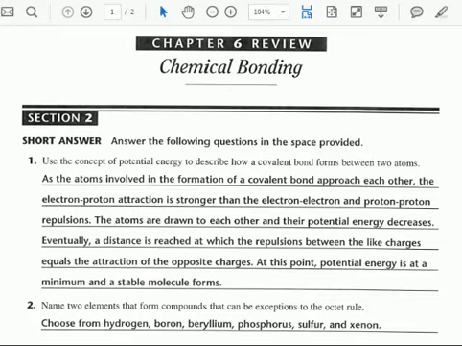eventually a distance is reached at which the repulsions, the electron-to-electron, the negative-to-negative, or the proton-to-proton, aka the positive-to-positive repulsions, between the like charges equals the attraction of the opposite charges. It's a balance point. It's at that balance point that the potential energy is at its minimum, and therefore a stable molecule forms. So once the molecule inhabits the lowest potential energy state that it can, it is now stable.